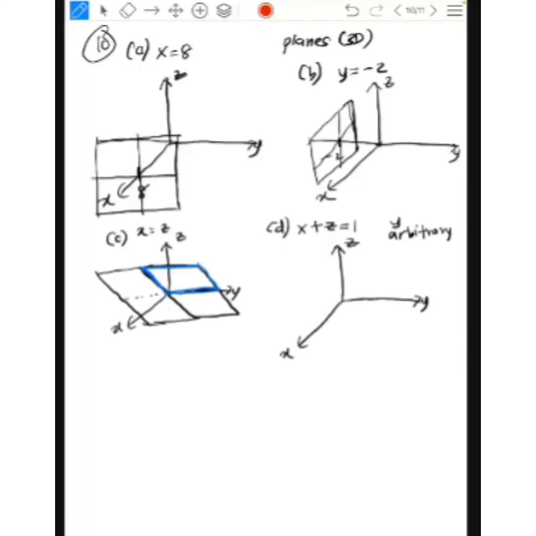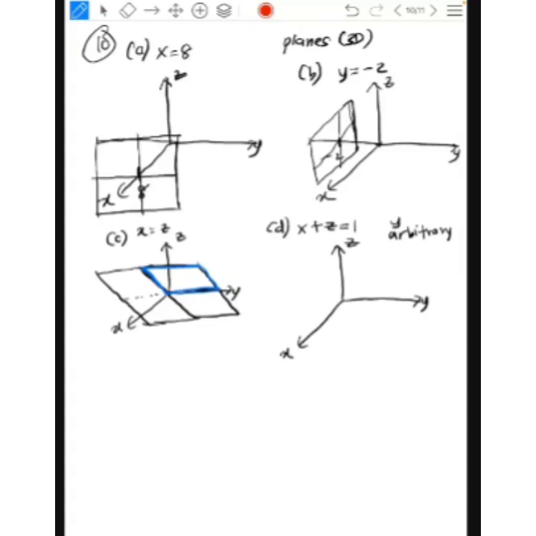Now, your curve will be along the y-axis, but then what curve? Okay, so you have x plus z equals 1. You have to find the points of intersection between the x-axis and the z-axis.